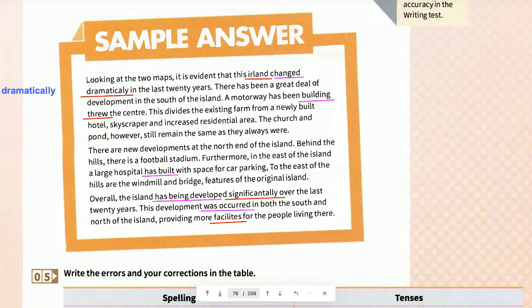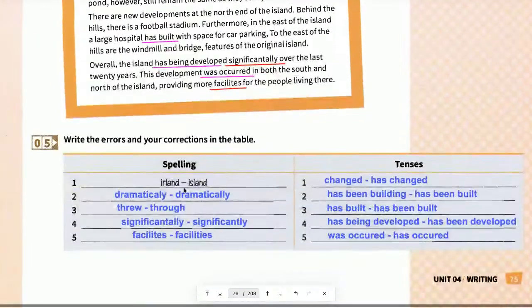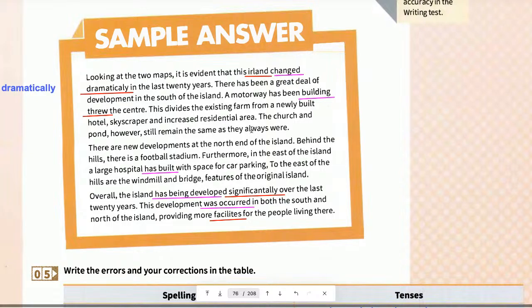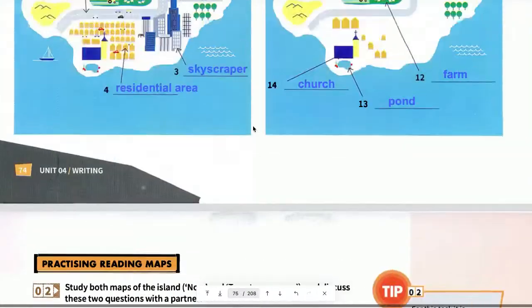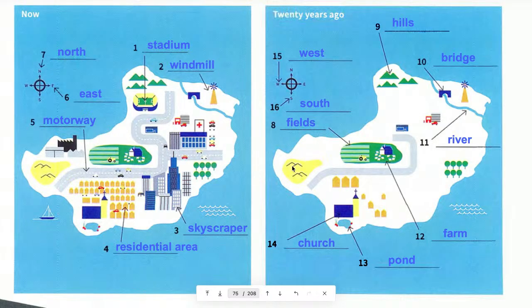Alright, so now you can just read the sample answer, and based on what we fixed last time from exercise 5, you can write it again, and then you can just practice doing writing task 1 for that one, comparing the two maps. Now we go.